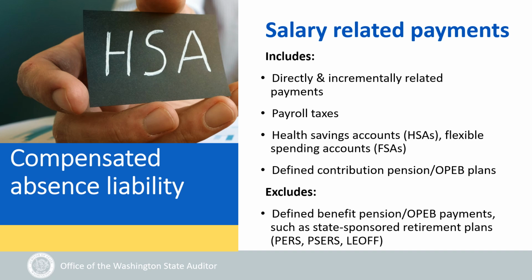amount of salary paid. It could also include amounts that must be paid to a health savings account, flexible spending account, or a defined contribution pension or OPEB plan. Notice I said defined contribution plan. That means we are going to exclude payments that must be made to the state-sponsored DRS plans like PERS, PSERS, and LEOFF, since those are defined benefit plans. So it's important to know what pension and OPEB plans your employees participate in.